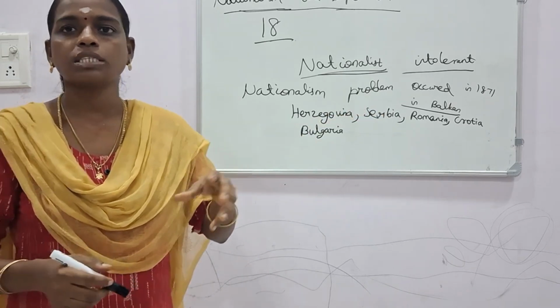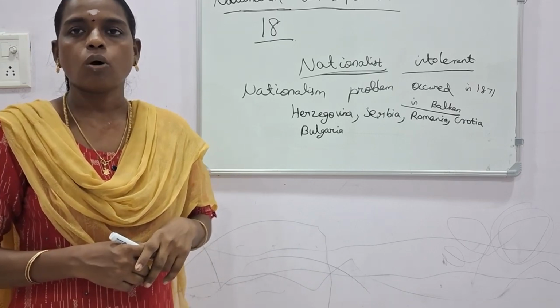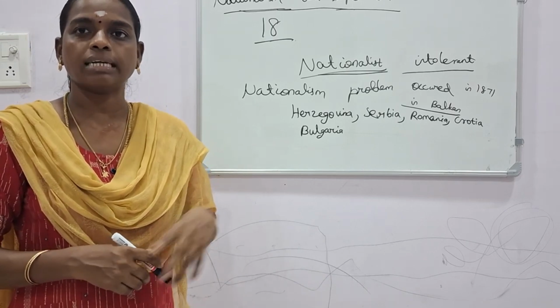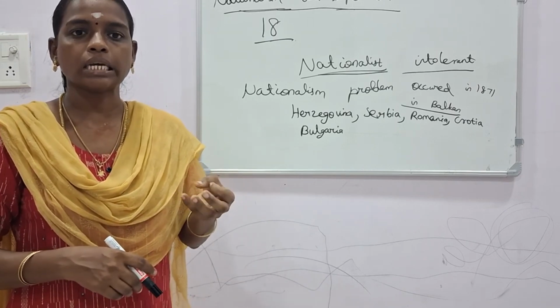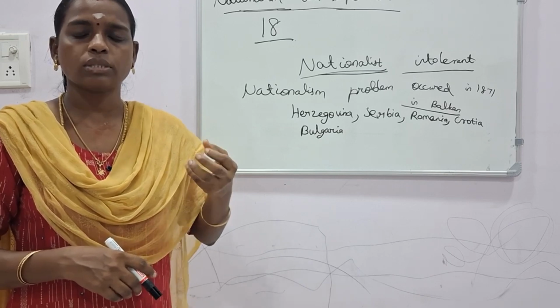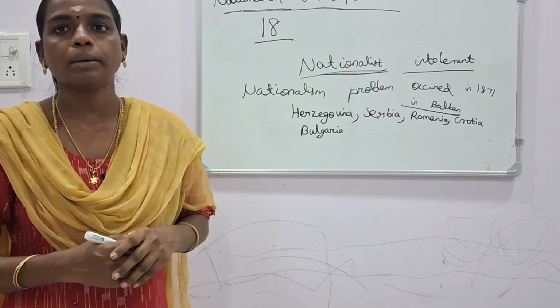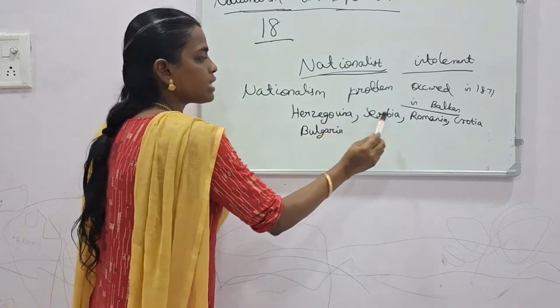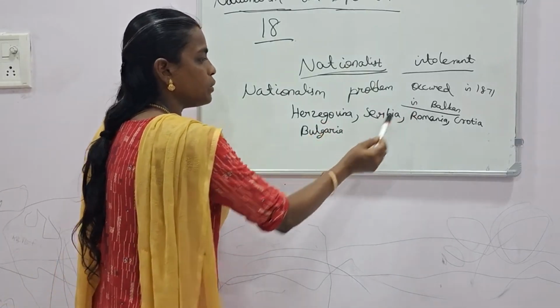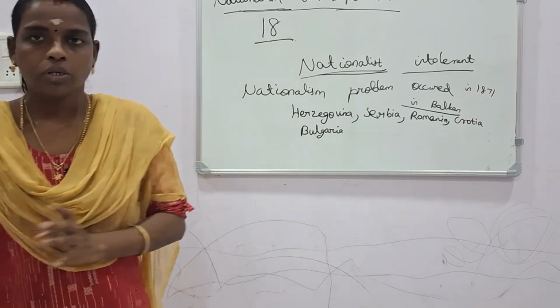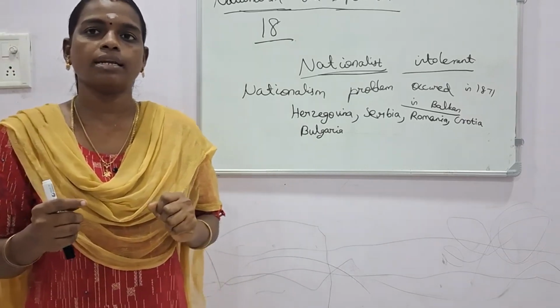They fight among themselves for freedom. They want to detach from that country. They want to free themselves from the control of the Ottoman Empire. Each and every country under the Balkans wants to get freedom. So they get involved in a war.